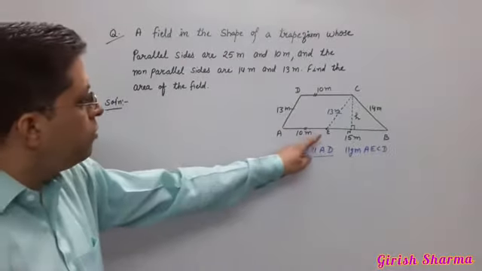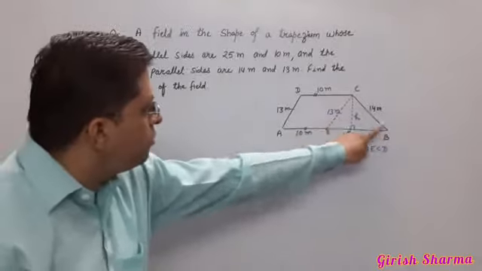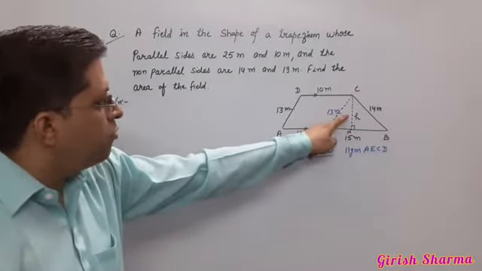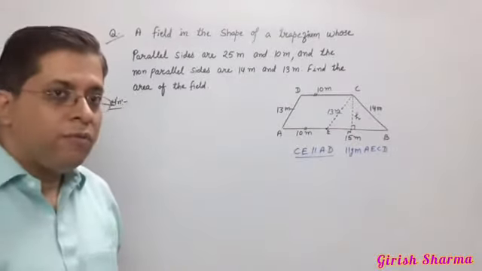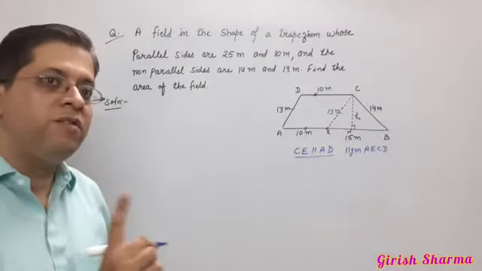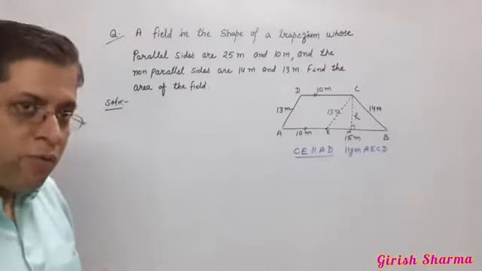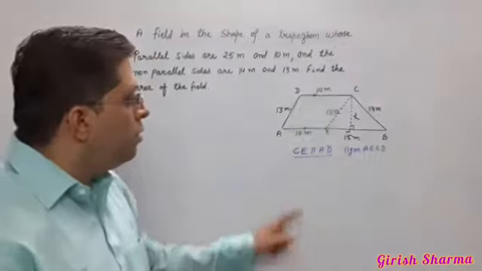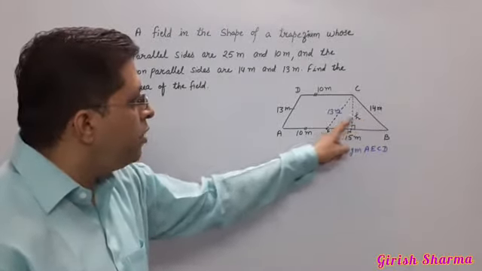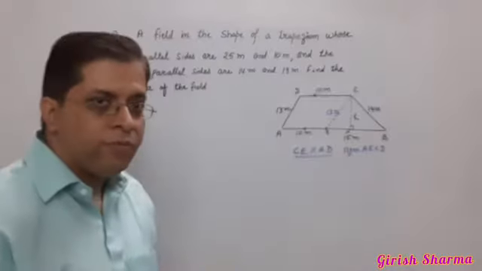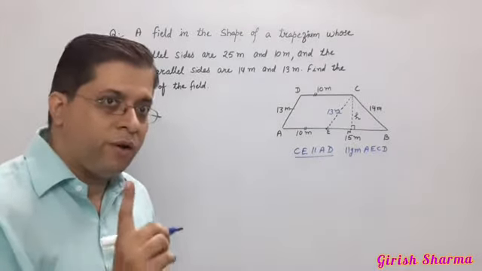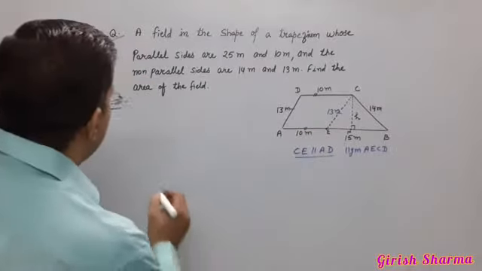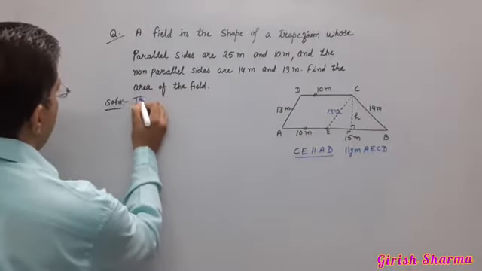You have to find first the area of this triangle. And after that you have to find the height. Why? Because we have to find the area of the trapezium. What is the area of a trapezium? Half into the sum of parallel sides into height. We can find the height with the help of the area of this triangle. First of all, we have to find the area of triangle BCE.